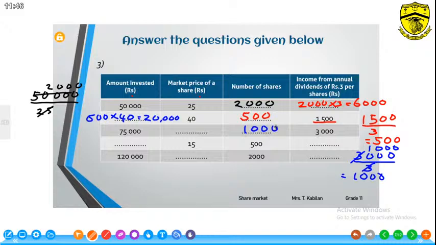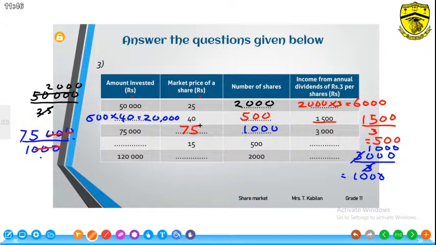From this number of shares and the amount invested, we can find the market price of a share easily. How do you find the market price of a share? From the amount invested and number of shares, divide the amount invested by number of shares, you will obtain the market price of a share, right? Here 30 and 30 cancel out, so the remaining is 75. So market price of a share is 70. No need to write the rupee sign, right?